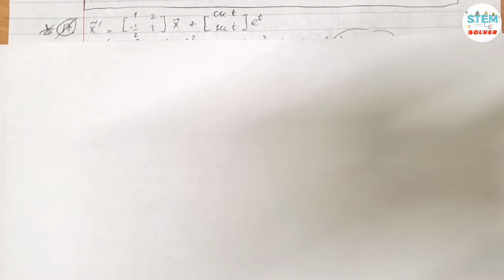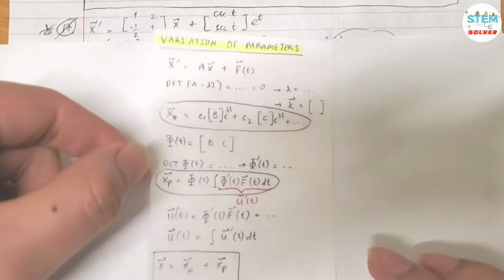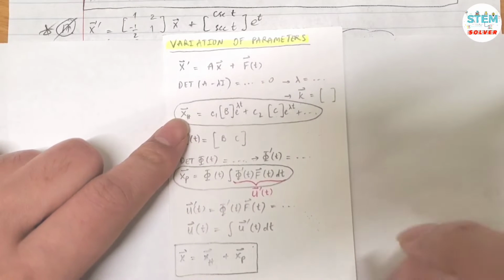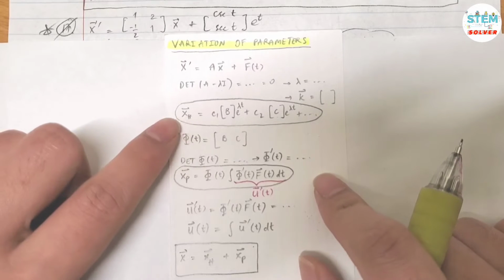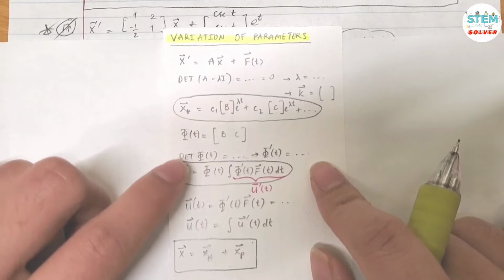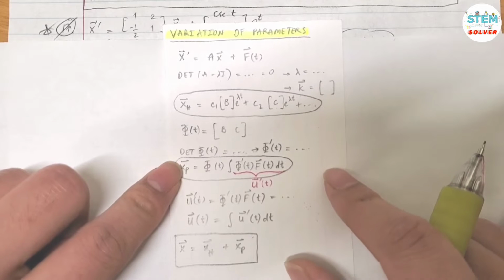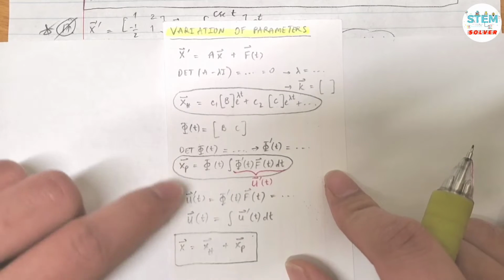Use variation of parameters to solve the given system. So here are the steps you need to do when using the variation of parameters method. First, you need to find the homogeneous part, then find the non-homogeneous part and add them together, which gives you the final answer.